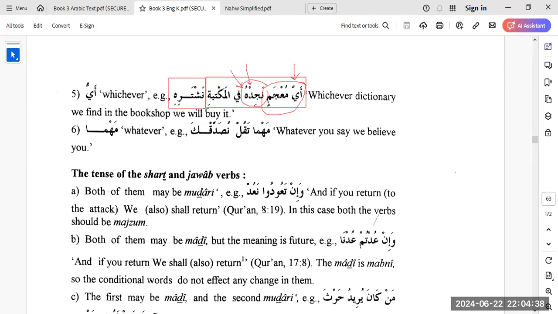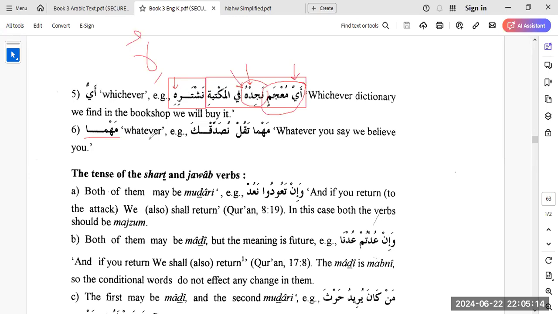nashtarihi, we will buy it. It was actually nashtari. There was a ya there also. We dropped that ya because ishtara yashtari. Yashtari with a ya there, and we dropped that ya. And for the sake of facilitating the reading, we know that if there is a kasra before hu, right, we pronounce it as hi. That's the reason why it is nashtarihi, right? But nashtari hu is difficult to pronounce. And we know this rule from book 1 or maybe book 2. And there's a new word, mahma.